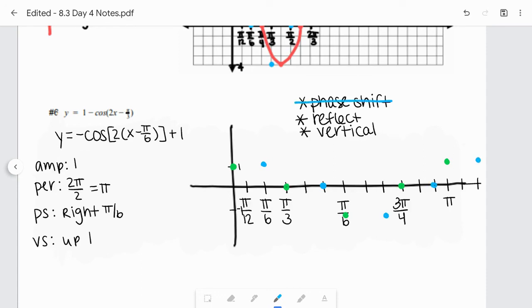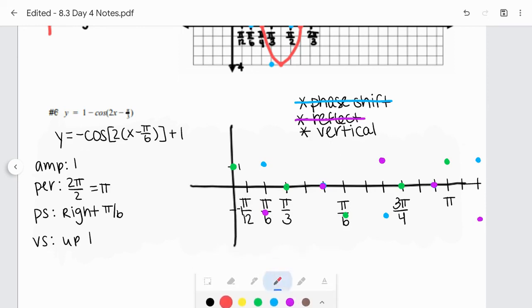Okay, so that covered my phase shift. Next, I'm going to reflect it. Oops, sorry, I'm not using green. I'm only reflecting the ones that are blue. Okay, so now I have my reflection done.